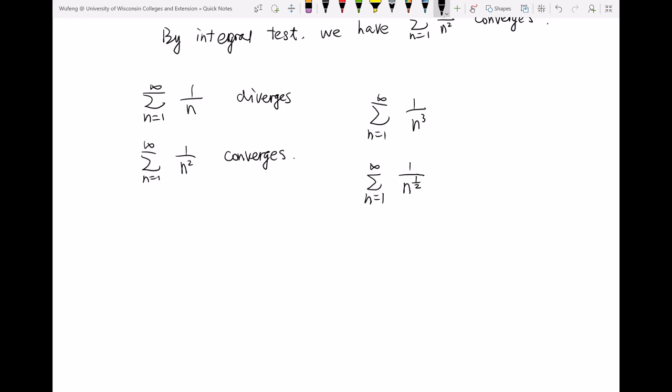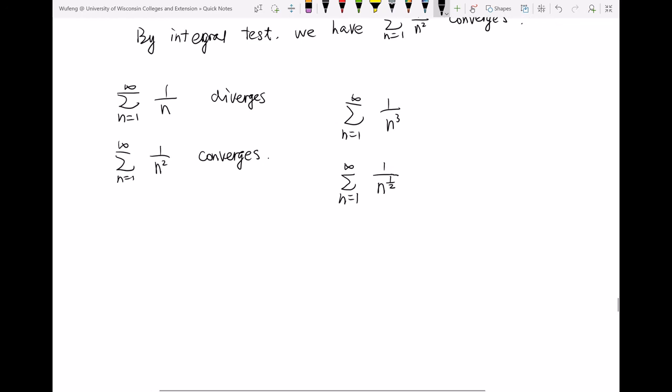Okay, so all right, let's look at this. We do it very, very quickly, okay? I would like to ask the student the answer first. First, this one: n from 1 to infinity, 1 over n cubed. Does this one diverge or converge? I'm going to call a student here, okay?